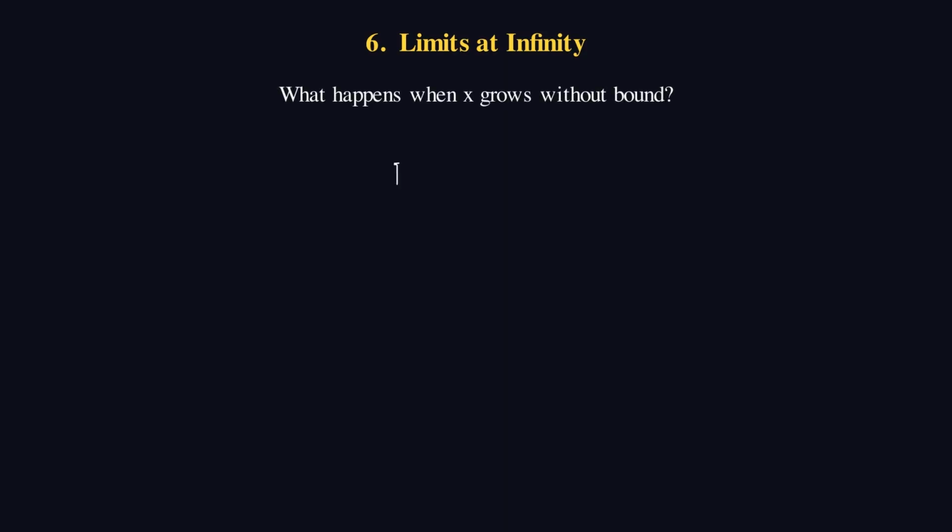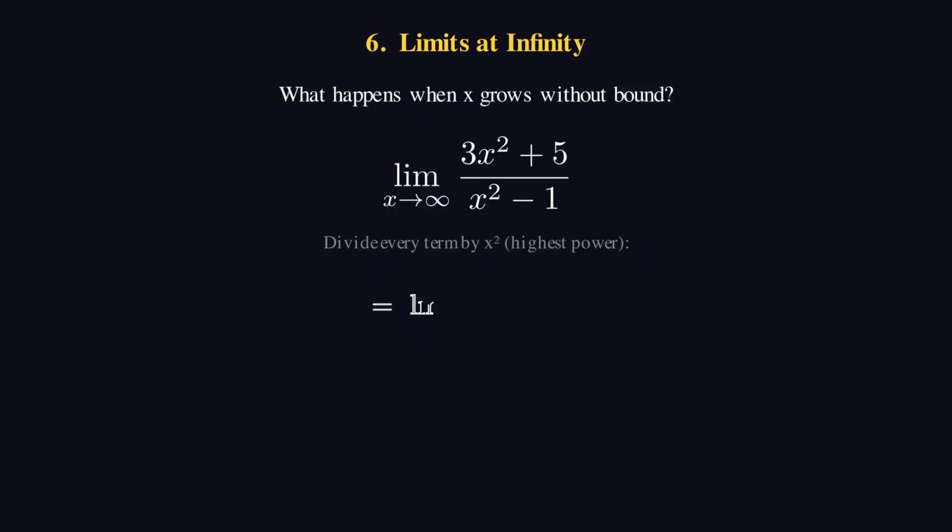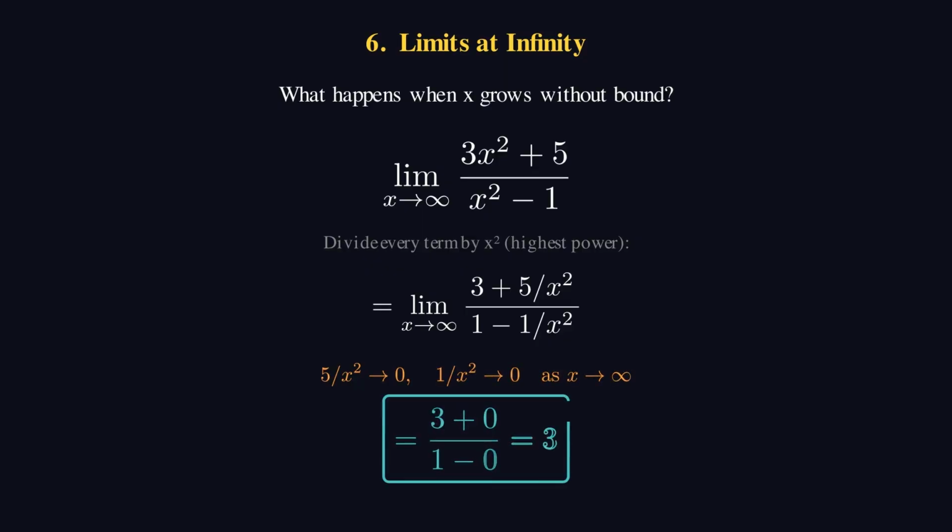One more topic: limits at infinity. The limit as x approaches infinity of 3x squared plus 5 divided by x squared minus 1. Divide every term by x squared, the highest power present. You get 3 plus 5 over x squared divided by 1 minus 1 over x squared as x goes to infinity. Both fraction terms go to 0. Result: 3 over 1 equals 3. The limit is 3. That means the graph has a horizontal asymptote, y equals 3.